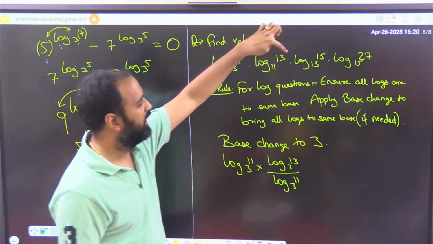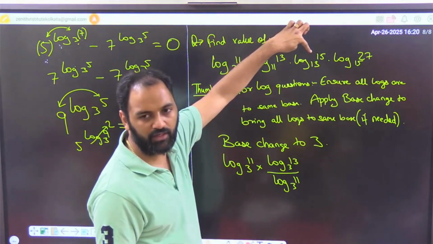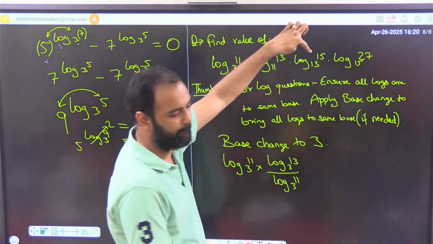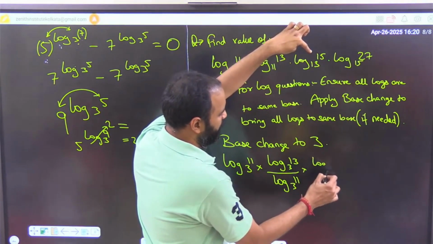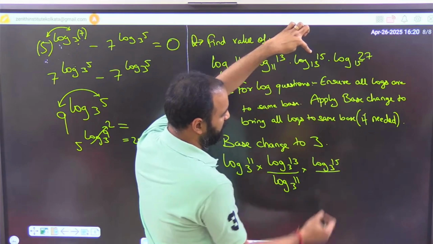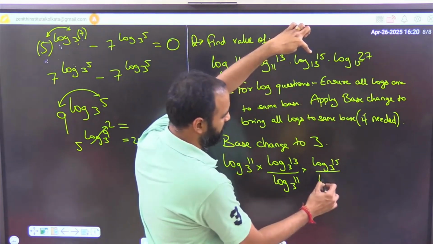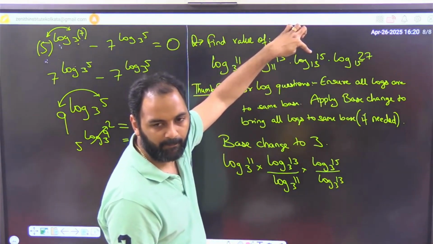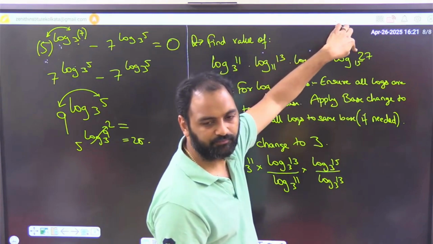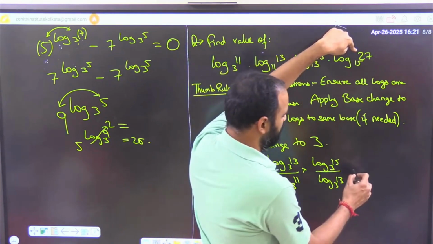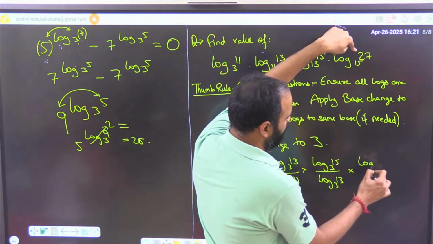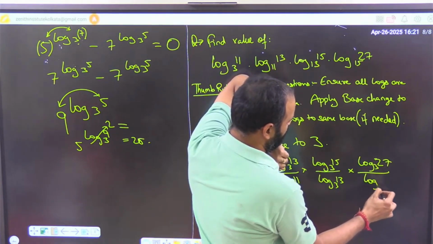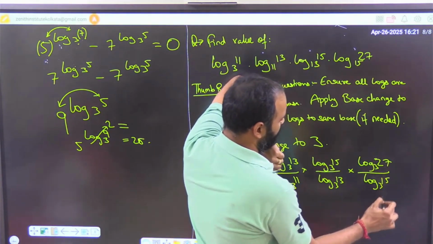Okay. And what about the next one? Log 15 to the base 13. What will this become? So this would be log 15 to the base 3 divided by log 13 to the base 3. What about the last one? So this would be log of 27 to the base 3 divided by log of 15 to the base 3.